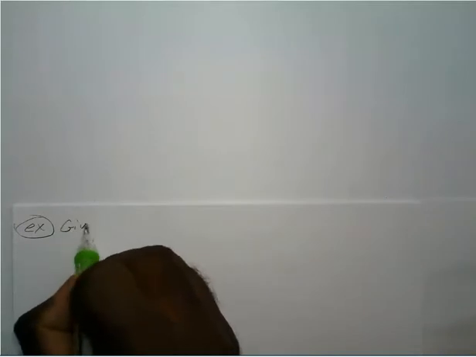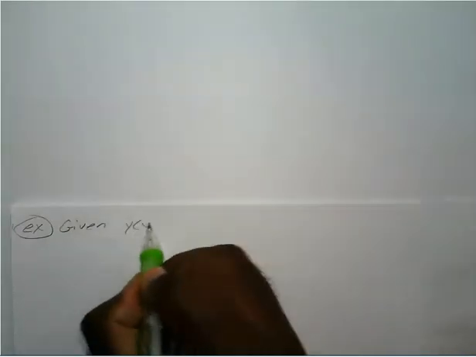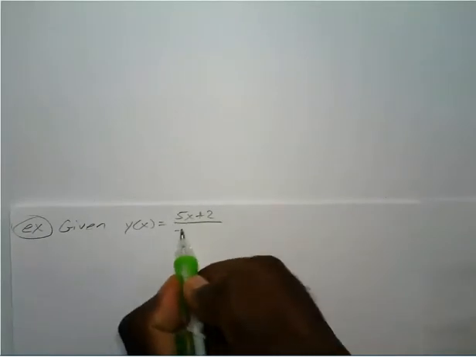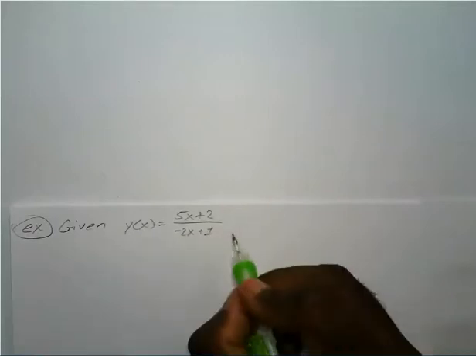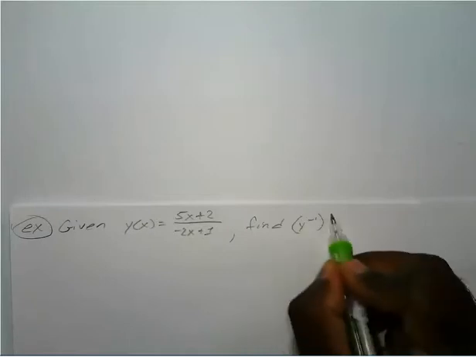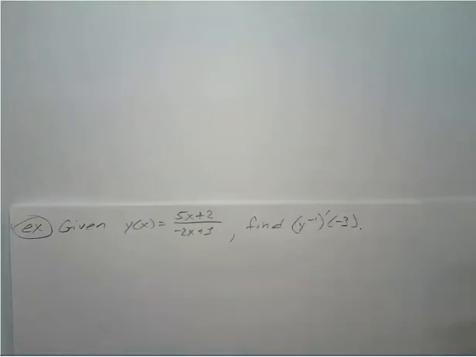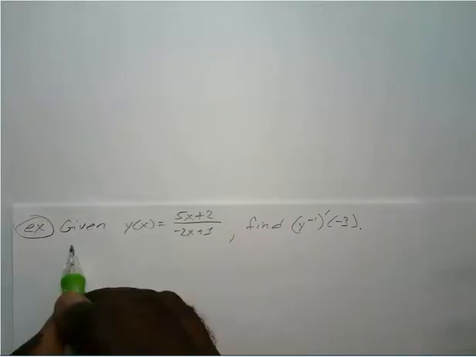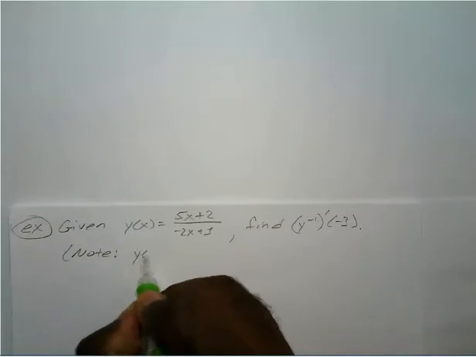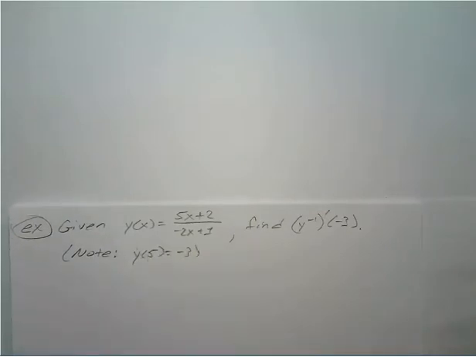All right. So let's say that, given that y of x is equal to 5x plus 2 over -2x plus 1, we want to find y inverse prime at -3. Okay, and note that y of 5 is equal to -3.